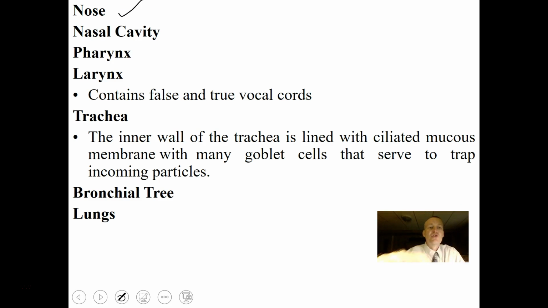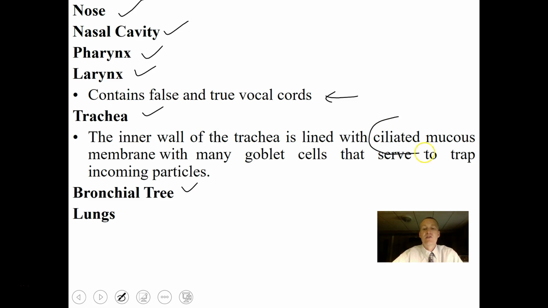So the nose is important because it warms and moistens air, and that's what happens in the nasal cavity as well. The pharynx is the back of your throat, and it leads to the larynx. The larynx is going to be a structure that contains your vocal cords for allowing us to speak or to make vocalizations, if we're talking about other kinds of animals. The trachea is going to be the tube that carries the air down into the bronchial tree.